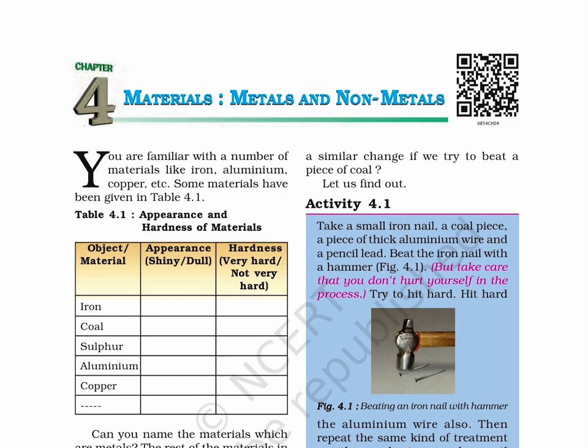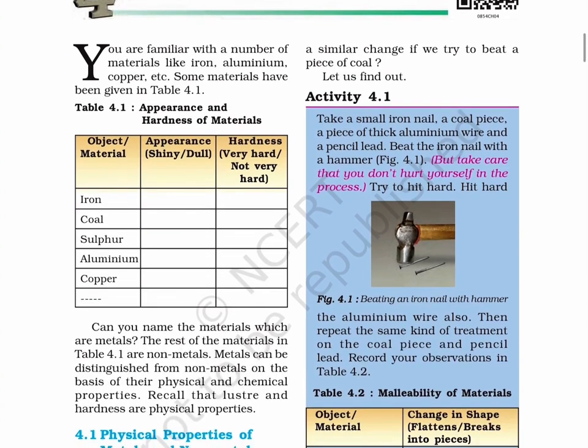Audiobook Science Class 8 Page 44 Chapter 4 Materials Metals and Non-metals. You are familiar with a number of materials like iron, aluminium, copper, etc. Some materials have been given in Table 4.1. Table 4.1 Appearance and Hardness of Materials.